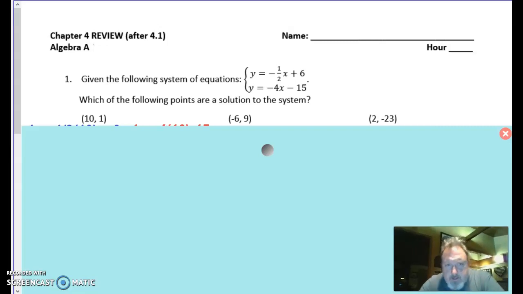All right, welcome back. Here's your review for section 4.1 for Algebra A. Admittedly, I'm not going to work through all of these, but I'm going to give you a hint, at least give you a starting point on these so you can look at these.